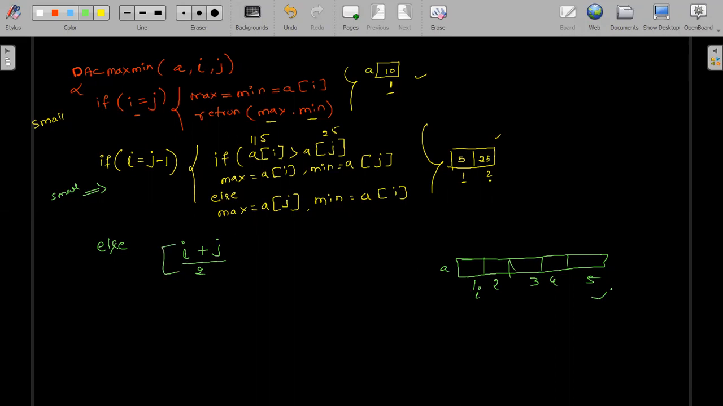What is the i value? Tell me, what is the i value? The i value is equal to 1 plus, what is the j? See here, what is the j? j is 5. Clear, everybody? j is 5. Everybody clear? 1 plus 5 is equal to 6. 6 divided by 2, what is the value? 3. Up to here the division has happened.